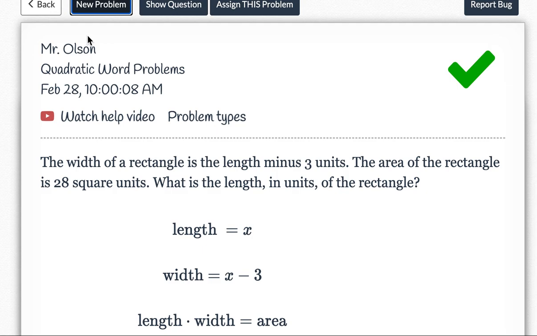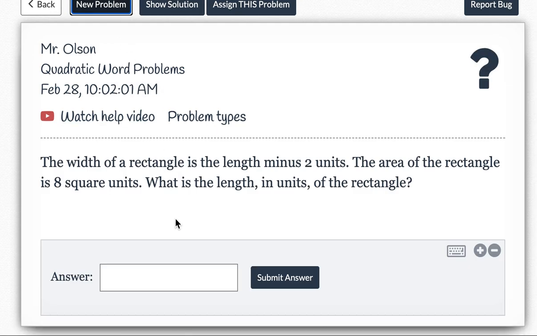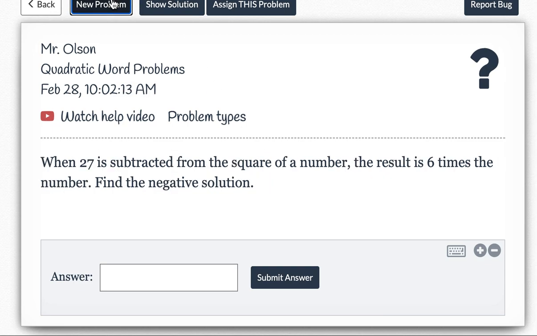Okay, so we'll do one more quickly. The width of a rectangle is the length minus 2 units. The area is 8. Okay, this is very, very simple. Very much the same. I'm going to save time. Actually, let's see if they do any type. When 27 is subtracted from the square of a number, okay, so this is just translating the word problem carefully into a quadratic and then using your good skills to solve it.